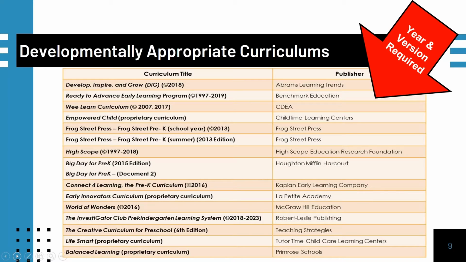There are a few here that say proprietary, for example, Empowered Child, Early Innovators Curriculum, Life Smart, and Balanced Learning. Those are specific to certain centers and cannot be purchased by other providers. For example, Empowered Child is specific to Child Time Learning Centers. Balanced Learning, specific to Primrose Schools. Life Smart, specific to Tutor Time. All of the other curriculums are available for purchase.